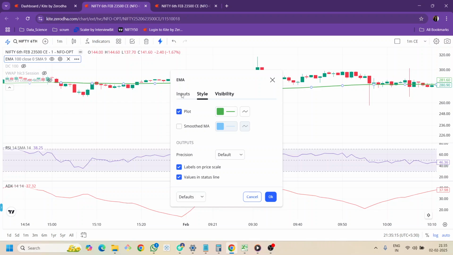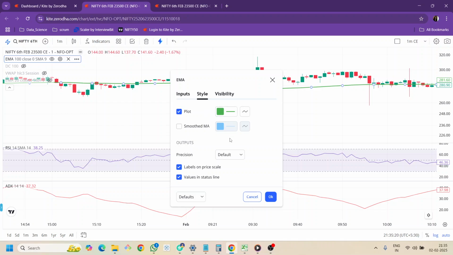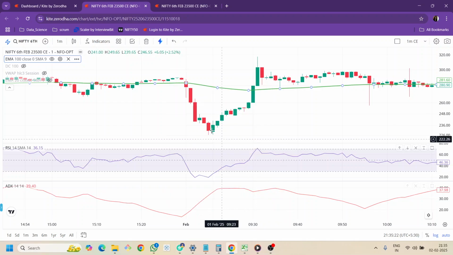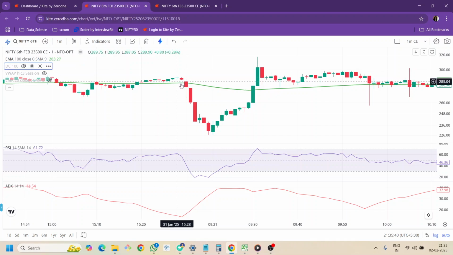That's all. Only two steps to perform. One is length, change to 100. Style, put the color. Correct? Click OK. If you do that, what happens? On your candles, you will get a line. It says this is the average. In your entire trend, it's showing the average. Anything above this is a profit for you. That's what the average tells.